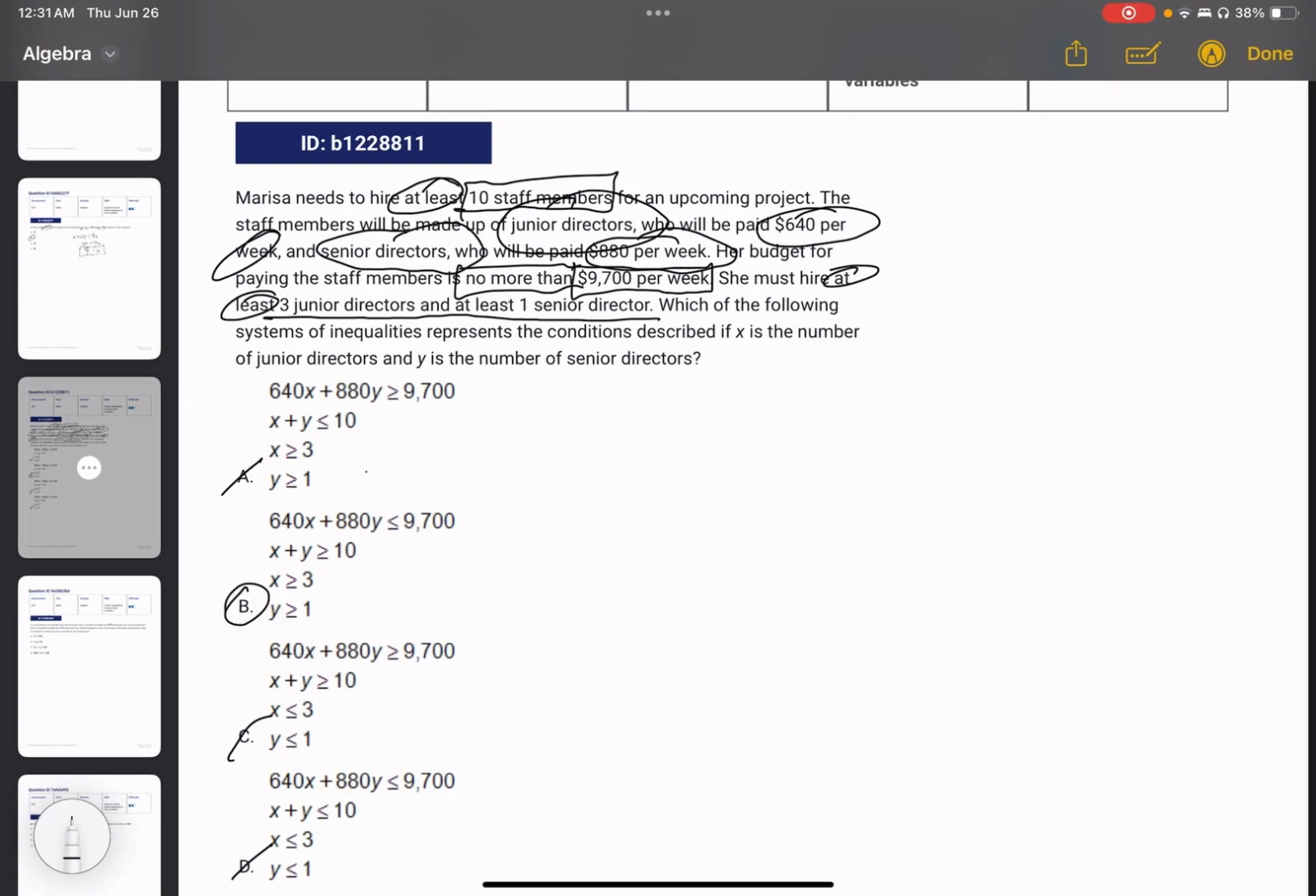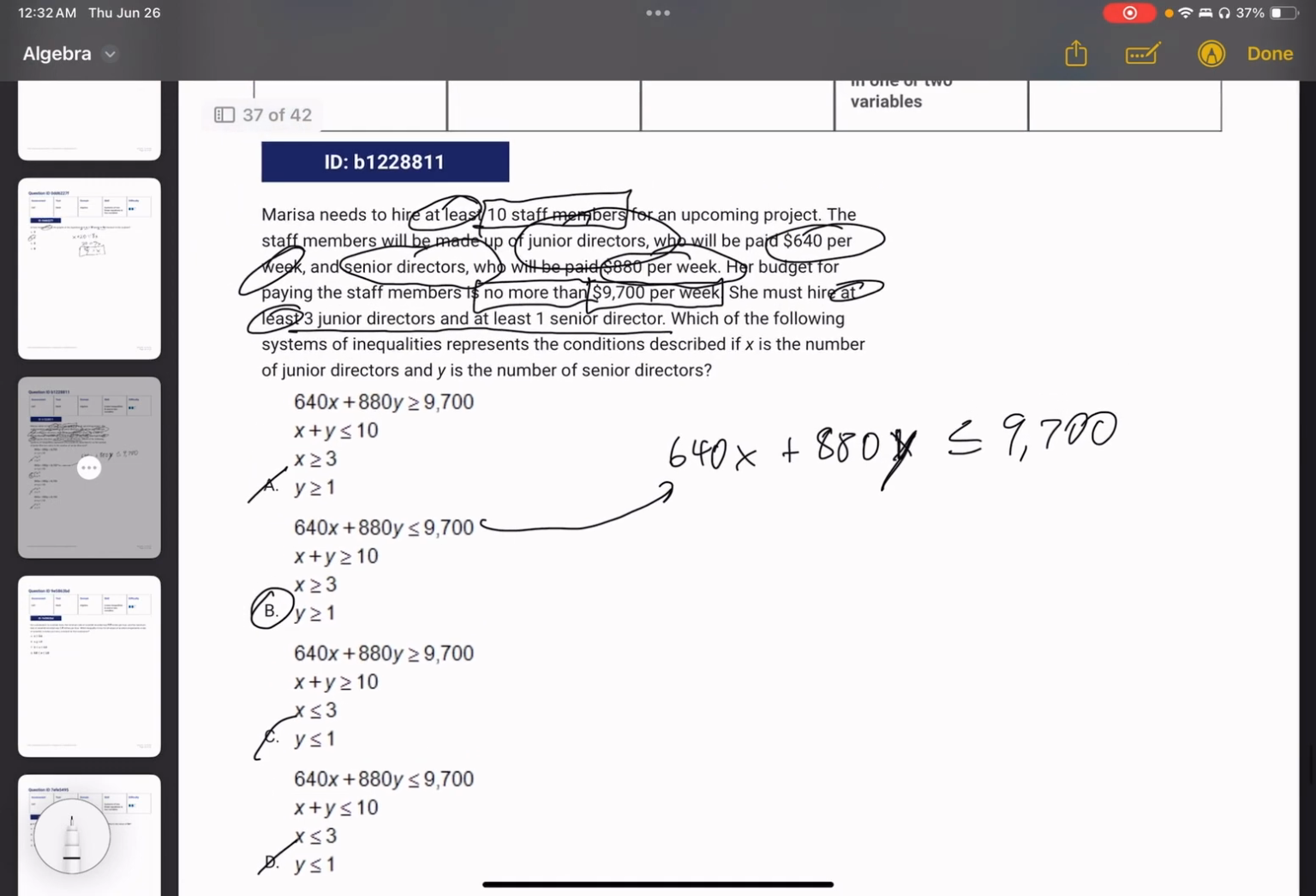And just to make sure, we're going to do this last part. It says staff members will be made up of junior directors who will make $640 a week, plus senior directors who will make $880 a week. This will be y, sorry. Her budget for paying is no more, so less than or equal to 9,700. And if we look, that matches up still with this equation over here, and we're locked in that it's B.